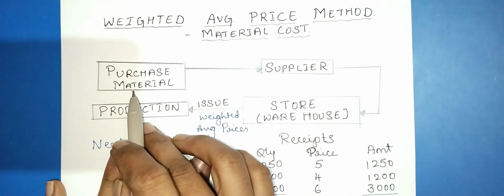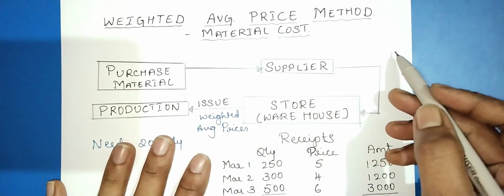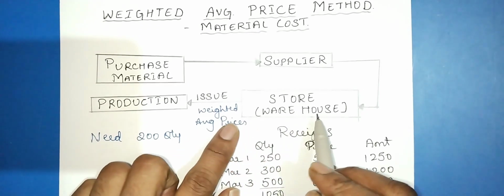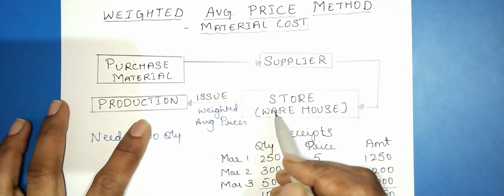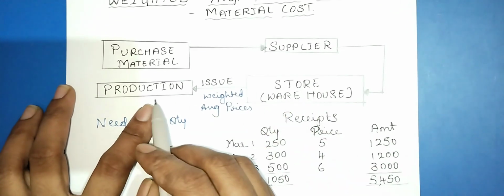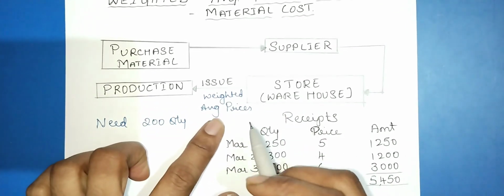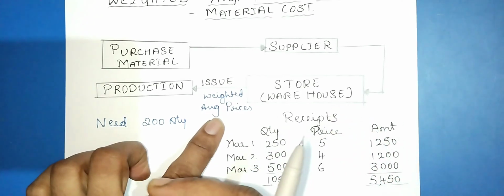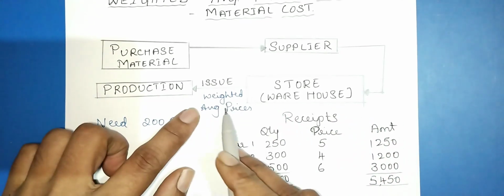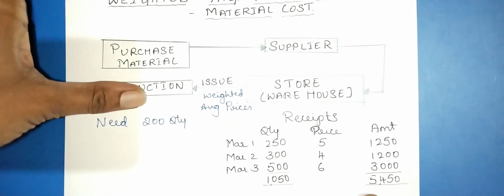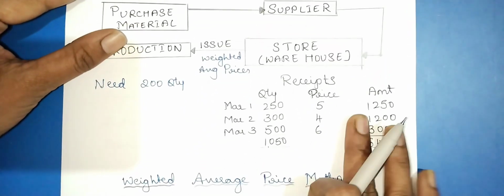When we purchase material from the suppliers, they will directly deliver it to the storeroom or a warehouse. From there, we are issuing to the production activities. While issuing to the production activity, how are we calculating the price, on what basis are we issuing the materials? That is weighted average price. Here we'll understand with one example.